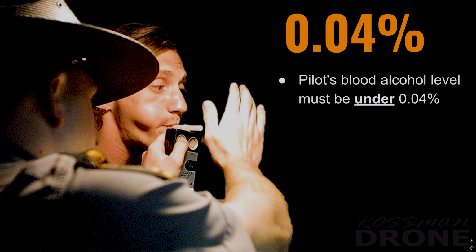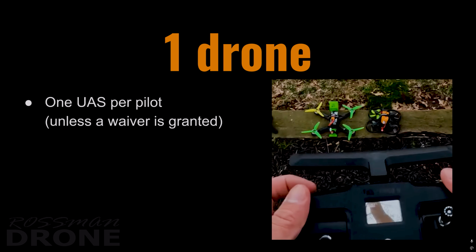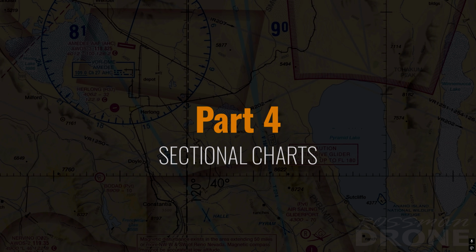0.04%. So any drone pilot, any drone operator needs to make sure that their blood alcohol level remains under 0.04% before they operate the drone. And speaking of operating the drone, they should only be operating one drone at a time. So unless you have some sort of waiver or special permission granted directly from the FAA, limit it to one drone per pilot. Part four, everyone's favorite sectional charts.